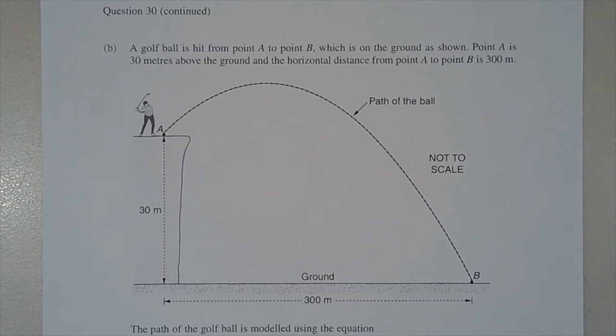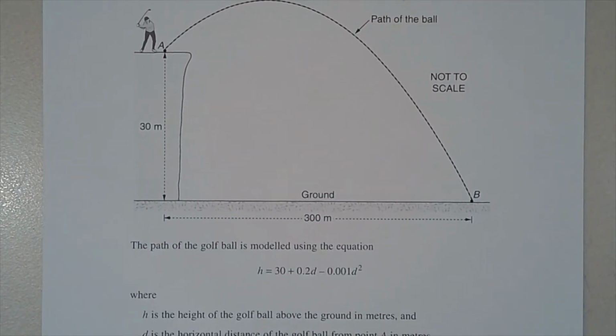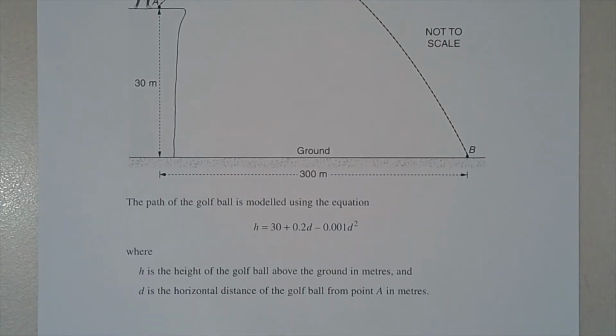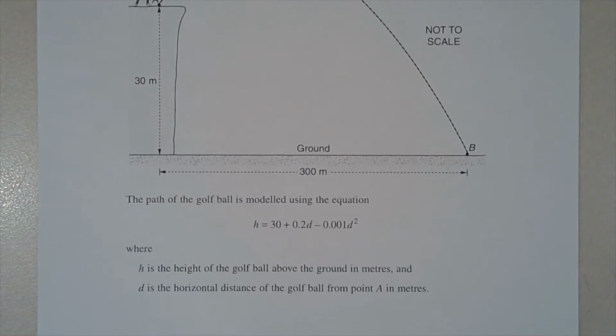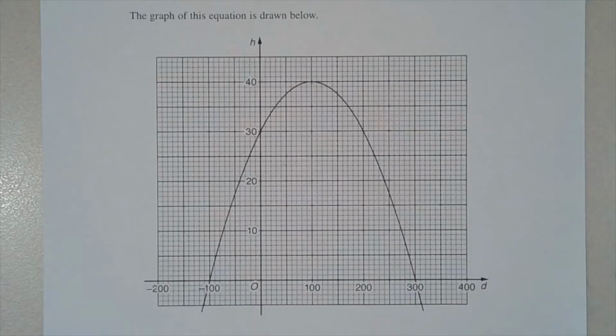Question 30b. A golf ball is hit from point A to point B, which is on the ground as shown. Point A is 30 metres above the ground and the horizontal distance from point A to point B is 300 metres. The path of the golf ball is modelled using the equation h equals 30 plus 0.2d minus 0.001 d squared, where h is the height of the ball above the ground in metres and d is the horizontal distance of the golf ball from point A in metres. The graph of this equation is drawn below.